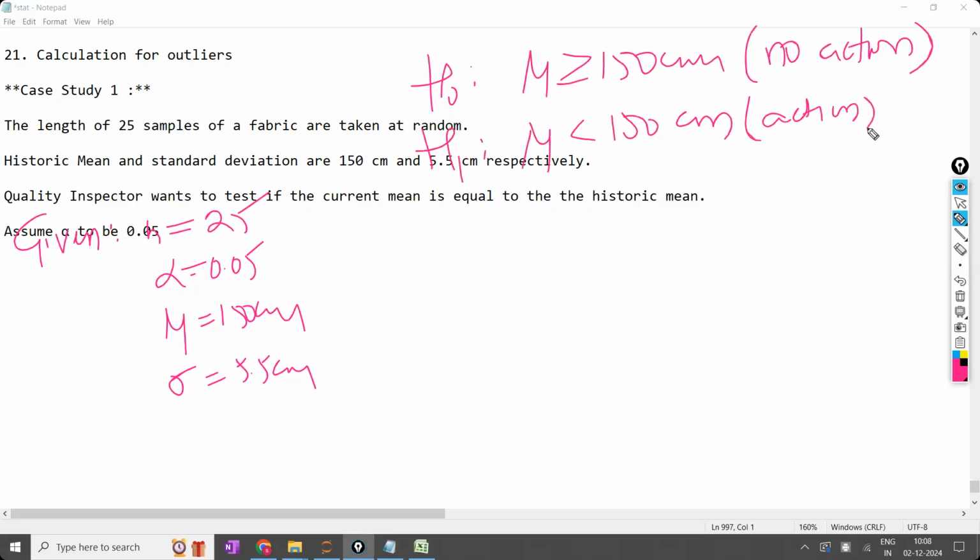Let's go with an example. You went to a shop and selected a bed sheet. They told you, sir, this is a 6 by 6 bed sheet. You have taken the measuring tape and checked whether it is 6 feet or not. Now it is not 6 feet. What are you going to do? You are going to take action. You will discuss with that person: why are you cheating like this? It is only 5.5 now.